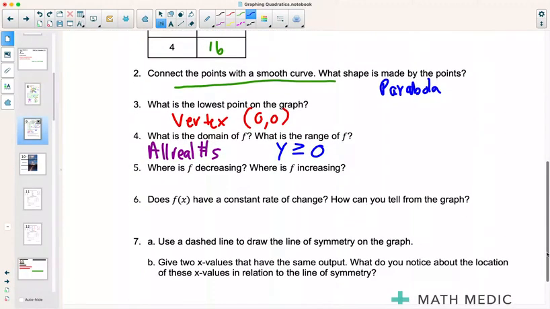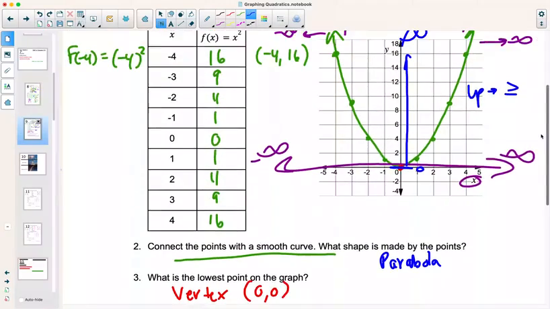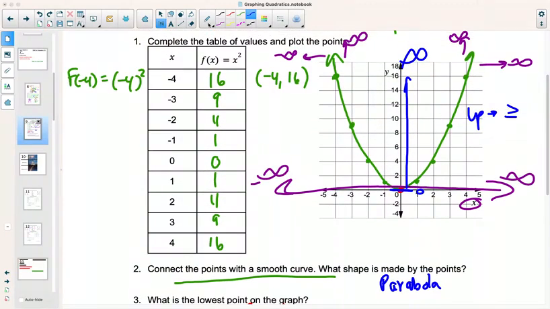Okay. Where is f decreasing and then where is it increasing? If you read it from left to right, as you can see, it is decreasing this whole time, okay? And then increasing, I hate when it does that. Decreasing this whole time, right? And increasing this whole time. Well, how do we write that? What do we say instead of just looking at a picture, right?